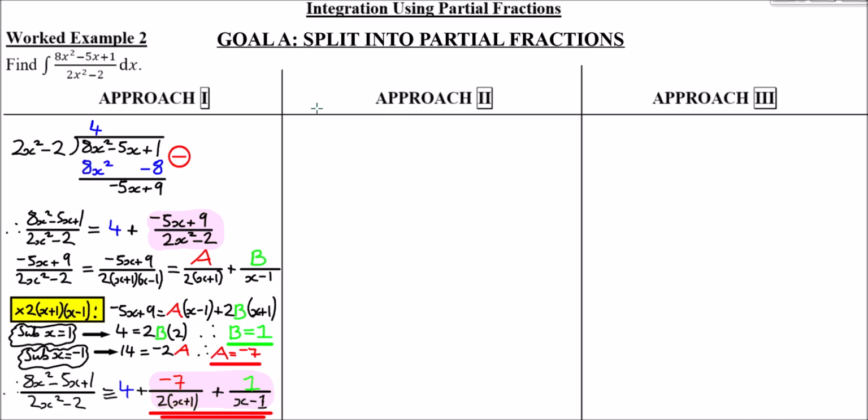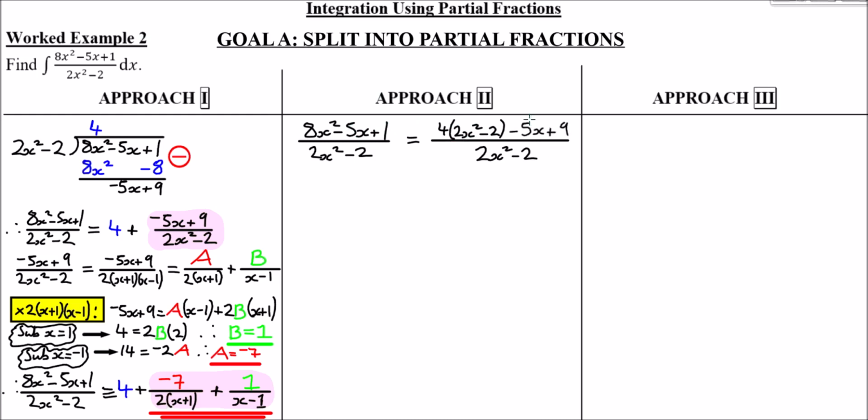Approach 2 is the same as what we saw in the warm-up. So just to show you again very briefly, spot that 8x squared minus 5x plus 1 can be rewritten as some multiple of 2x squared minus 2 plus or minus other terms to balance after. Importantly, the x squared term is 4 times as big on the top, so multiply the 2x squared minus 2 by 4. So if I do that, 4 lots of 2x squared minus 2 is 8x squared minus 8. So I'd need the minus 5x still, and to go from minus 8 to plus 1, I need the plus 9 in as well.